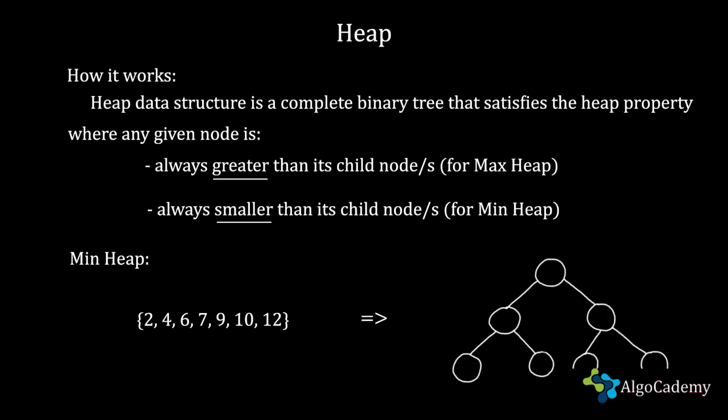Now let's see how the min heap will look like for the exact same set of elements. In a min heap, the minimum element will always be placed in the root node, so here is 2. The next two smallest elements, 4 and 6, are going to be placed in the root's child nodes, and the rest of the elements, the greatest ones, are going to be placed in the remaining nodes. Again, order is not important.